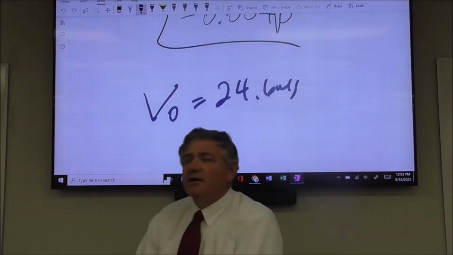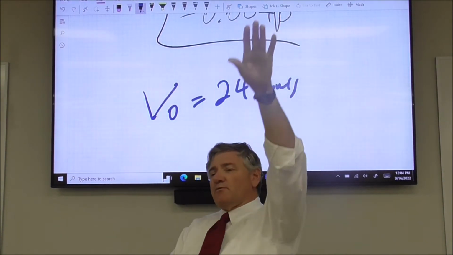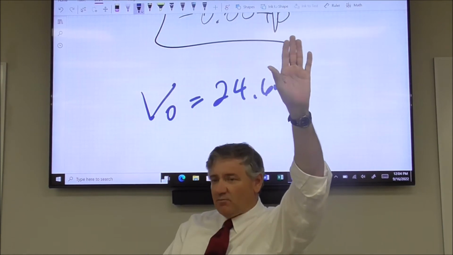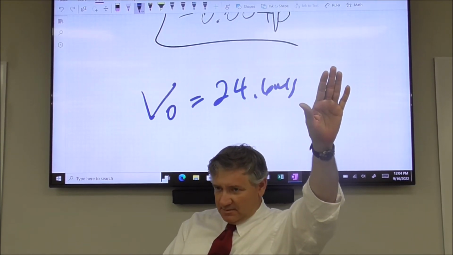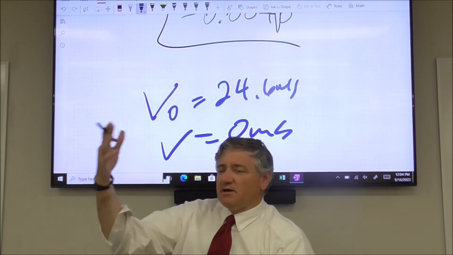Okay, Taylor. There's your initial velocity, 24.6. When the ball reaches its maximum height, what's the final velocity going to be? So, you know, V is going to be 0, right? What's the acceleration of the ball?